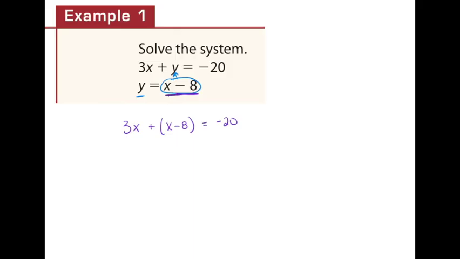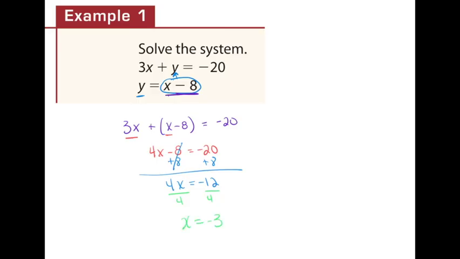So if I were to solve this, combine your like terms, 3x and 1x. Add my 8 over. So I have 4x equals negative 12. And then I need to divide by 4. So x equals negative 3.